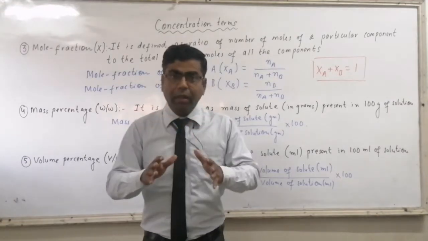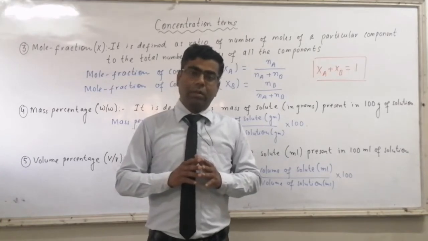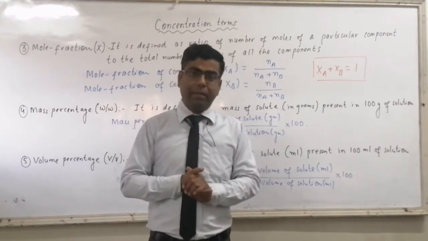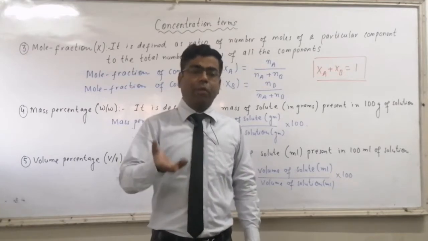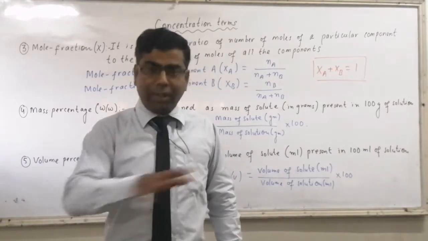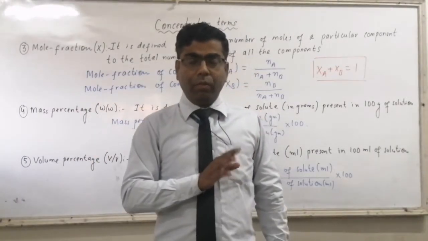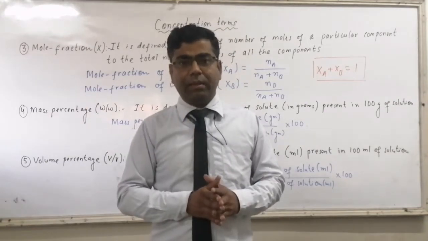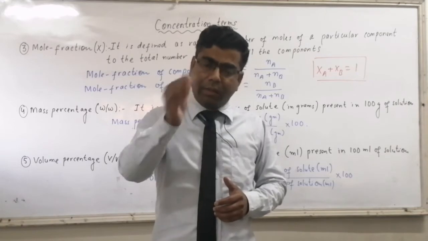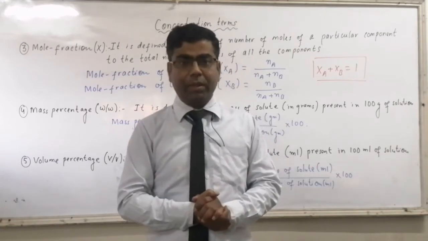Because in the denominator we have to take the moles of all the components and add them. Mole fraction for component B will be equal to the number of moles of B divided by the total number of moles, that is Na plus Nb plus Nc. Mole fraction of component C, Xc, will be equal to Nc divided by the total number of moles, that is Na plus Nb plus Nc.